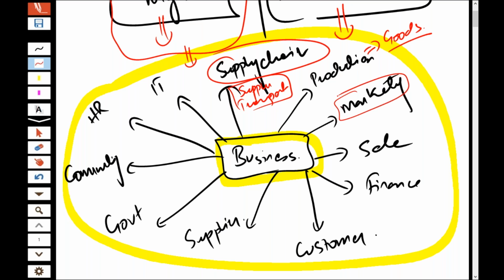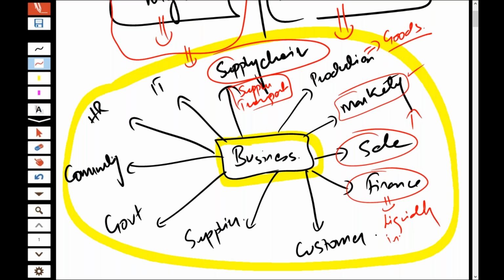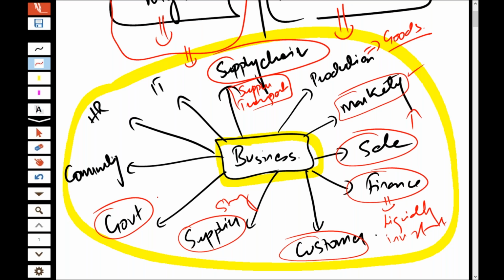You'd make sure that you market your goods, your product, your services in an appropriate manner. You'd make sure that your business's sales go up. You'd make sure that the finances are appropriately managed, whether that be the liquidity, the investment, etc. You'd make sure that your customers are happy. You'd make sure that you've got a good and strong relationship with your suppliers. You'd make sure that you meet the government requirement, the compliance requirement, everything.